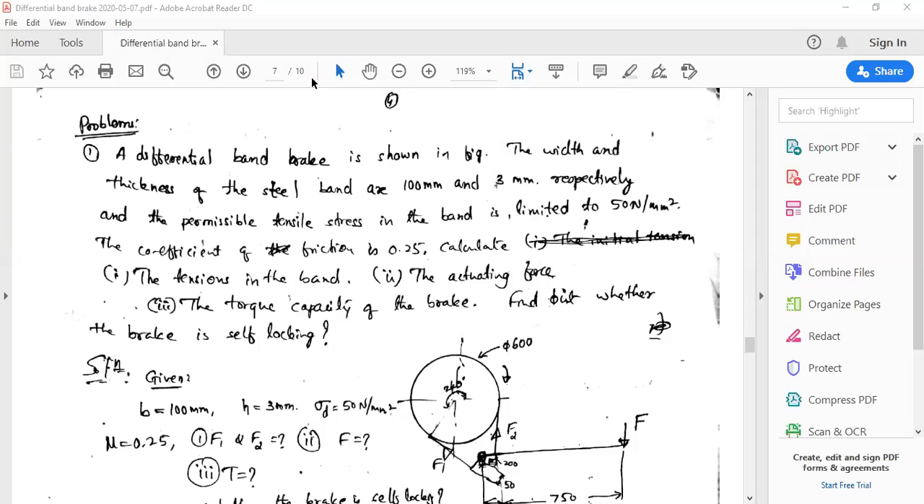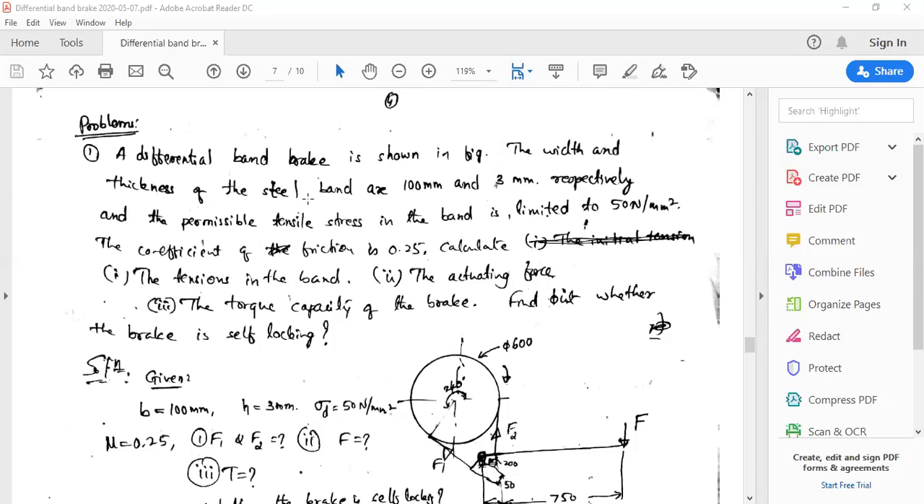Fourth step is to calculate the actuating force based upon the arrangement or the sketch that is given for the differential band brake, and the direction of rotation of the drum. And then in the fifth step, we have to calculate the band thickness and width, which comes under the heading of design of band. And then the sixth step is to carry out the design of a brake lever which has a rectangular cross section.